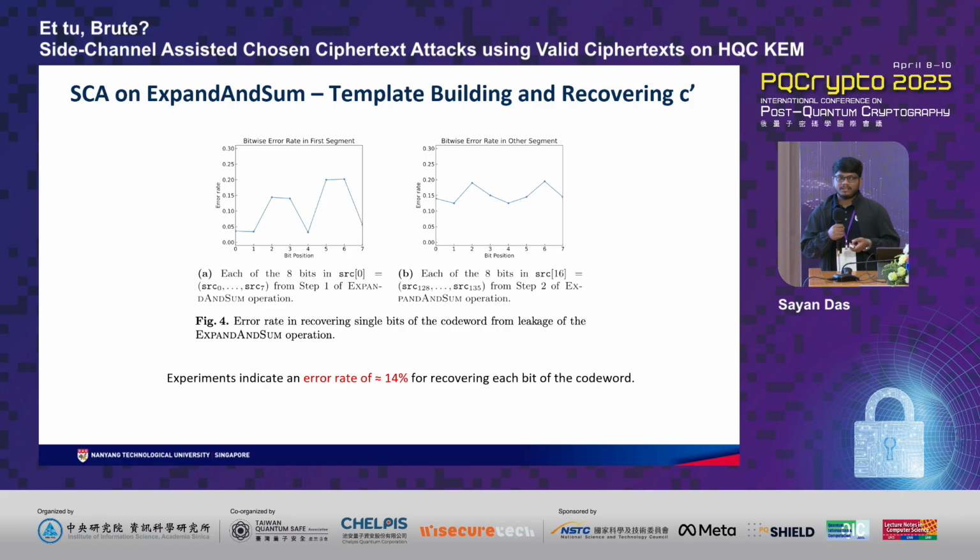So yes, there are errors while recovering the code word. As seen in figure 1, the error actually reaches a little over 20%, while in figure 2 it's also 20%. But our experimental results and averages indicate that the error rate of retrieving the correct code word is 14%.